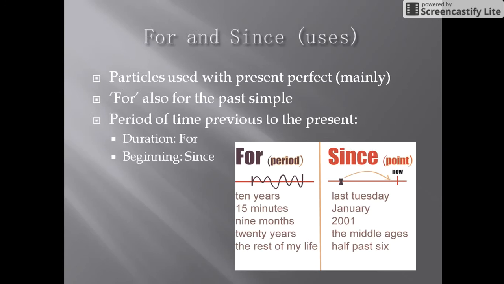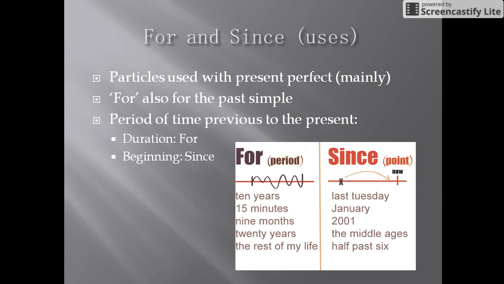So let's see. For and since, as I have told you, are particles which are mainly used with the present perfect. But we have to take into account that for is also used for the past simple, so don't be tricky. They both make reference to periods of time which are previous to the present. And remember that for makes reference to the duration, to the period, and since makes reference to the beginning, to the starting point of the period that we are referring to.